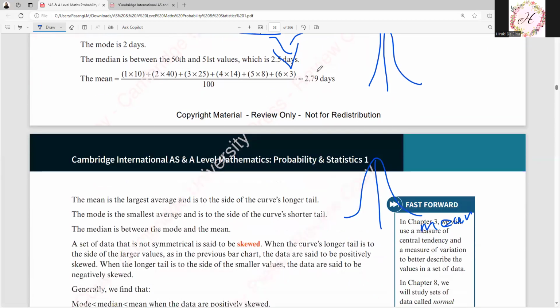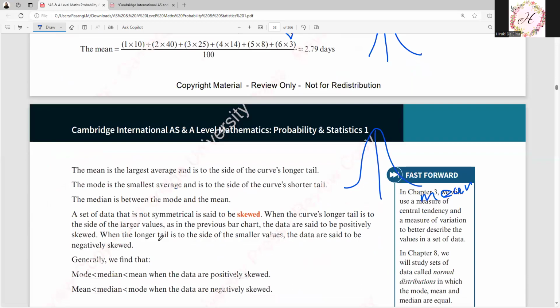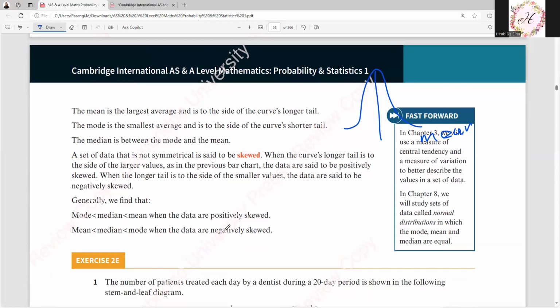ඒක තමයි shape එකෙන්. How are we going to comment on those three? When the curve's longer tail is to the side of the larger values, as in the previous bar chart, the data are said to be positively skewed. When the longer tail is to the side of the smaller values, the left-hand side, we would say it is negatively skewed. Generally, if we represent it mathematically, මෙන්න මෙහෙමයි වෙන්නේ.